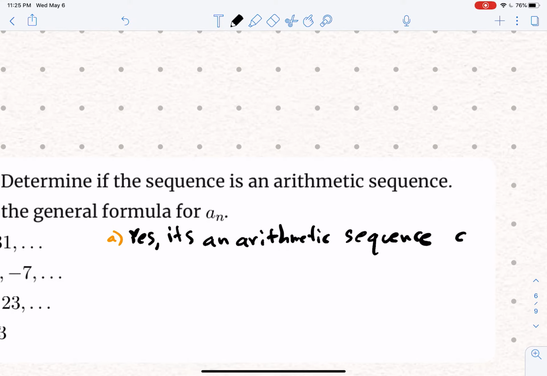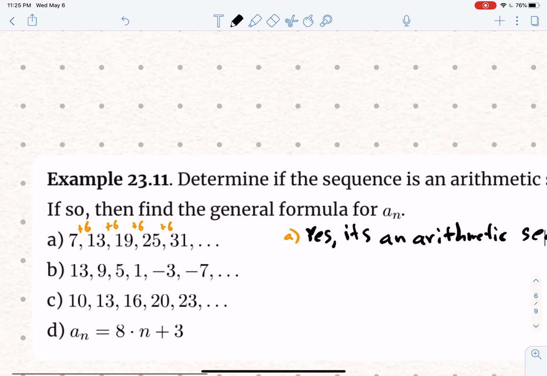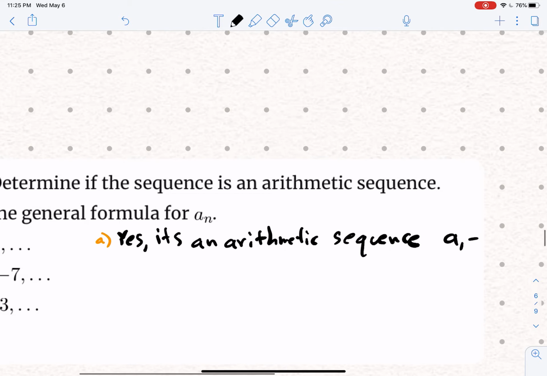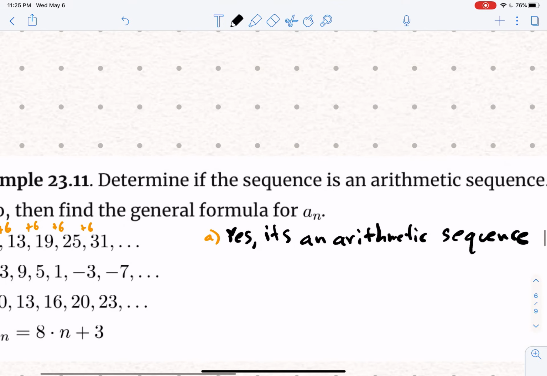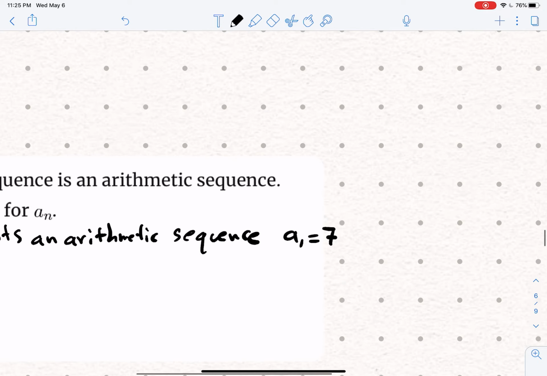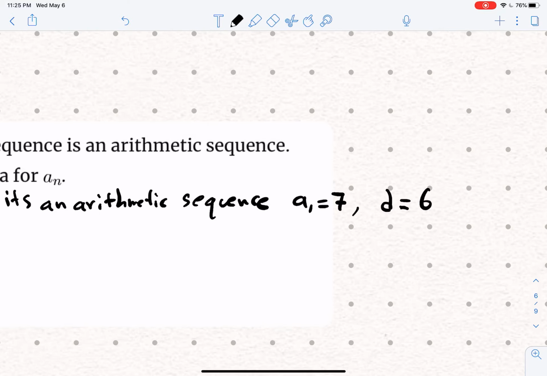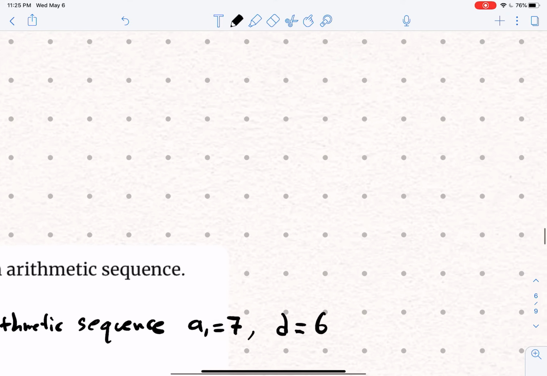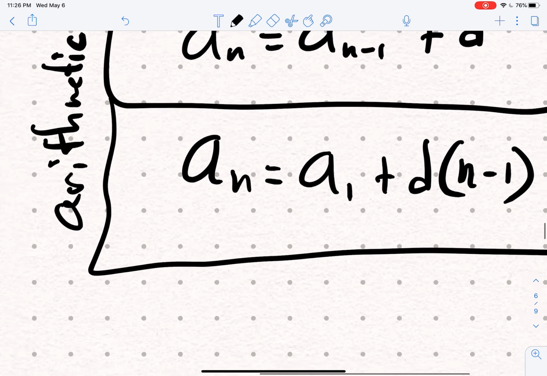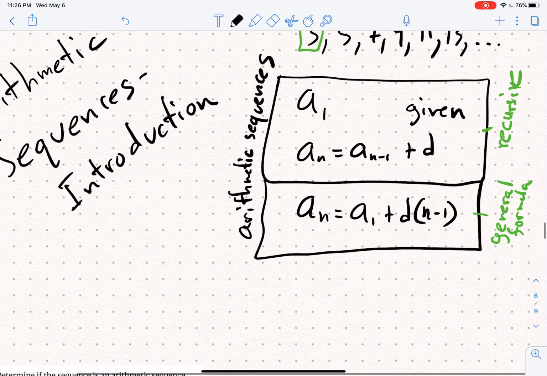The first term, A1, well, we can look here. A1 is equal to 7. And the common difference, the number that we add each time, is 6, and that's D. So A1 is 7, and D is equal to 6. Now, they say to find a general formula for AN, and we can do this using the formula above. Take a quick peek back at it. The general formula looks like this. A formula for AN is just A1 plus D times n minus 1.